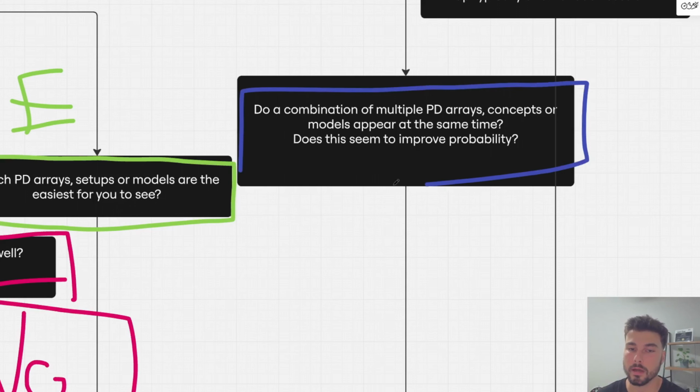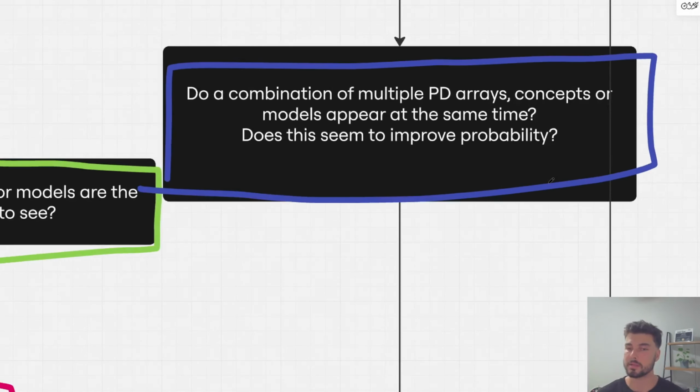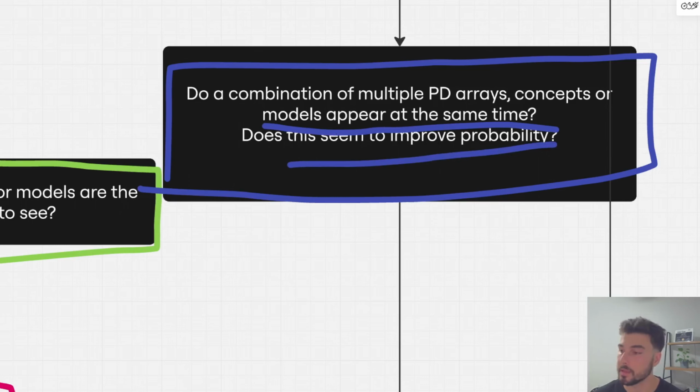This is another one. You've got to think deep as a trader. You can't be on the surface level. You have to think deep and think of this question here. Do a combination of multiple PD arrays, concepts, or models appear at the same time? For example, do you notice that macros, inversion, fair value gaps, and low resistance liquidity appear at the same time? For me, I notice that, and that's why I trade that, right? And then ask yourself, when you see these things occur at the same time, does this improve the probability or profitability of the trade? These are deep questions, right?